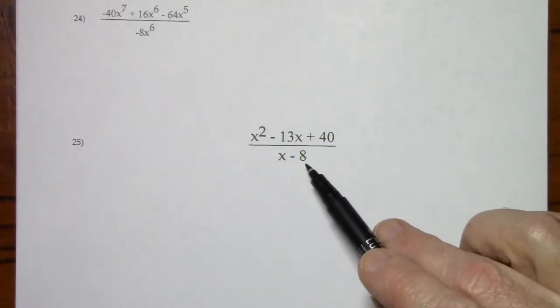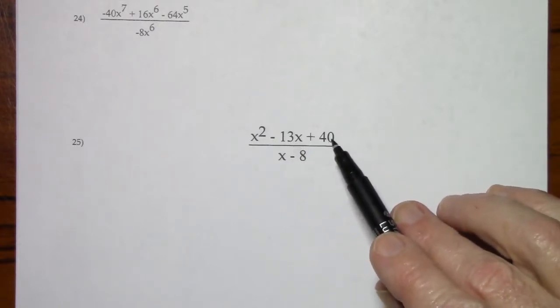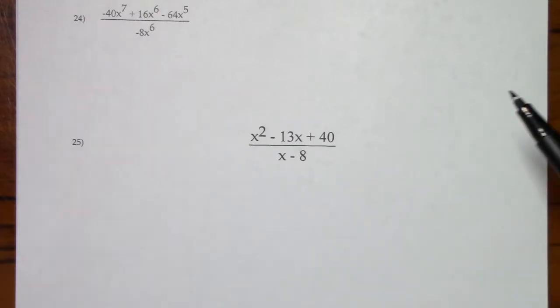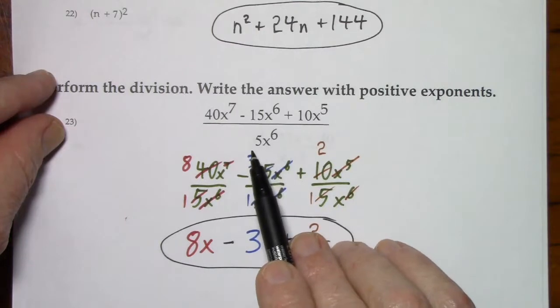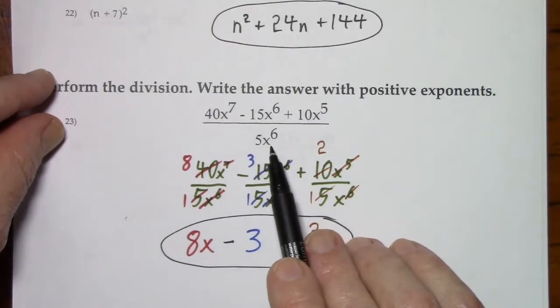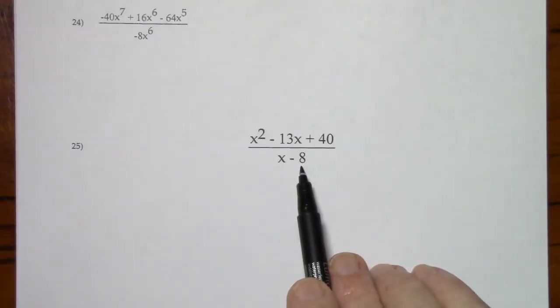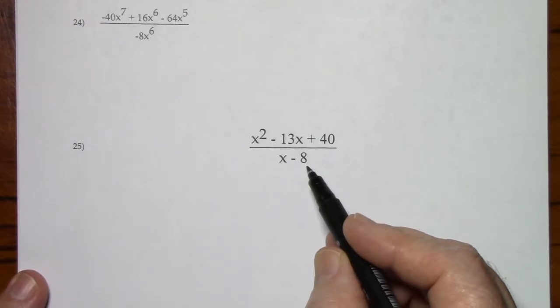Now looking at this problem, you can't just write each term in the numerator over x minus 8 and simplify it. You could do that here because nothing in the denominator was being added or subtracted. You just had a single term. Here you have 2 terms in the denominator. So you're going to have to do long division. It's a bit more complicated than the long division you're accustomed to, but it actually does follow the same pattern.